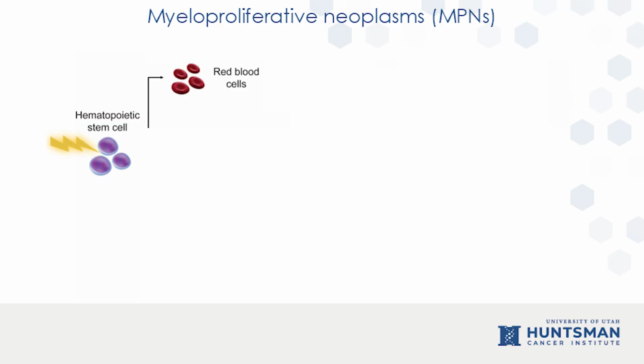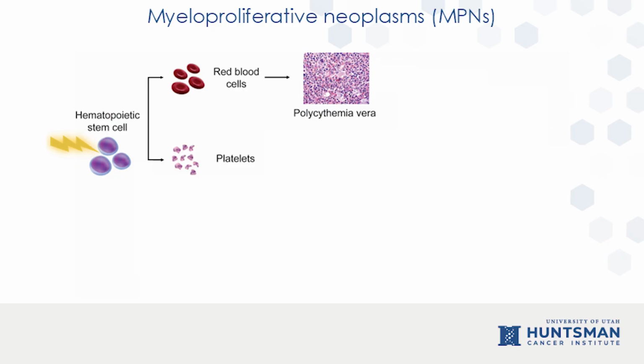We know that MPNs, classical MPNs, are comprised of three distinct diseases. And they're all characterized by the overproduction of a different type of blood cell. If you have too many red blood cells, you have a disease called polycythemia vera, or PV. If you have too many platelets, or the cells that make platelets, which are called megakaryocytes, this will give rise to a disease called essential thrombocythemia, or ET.